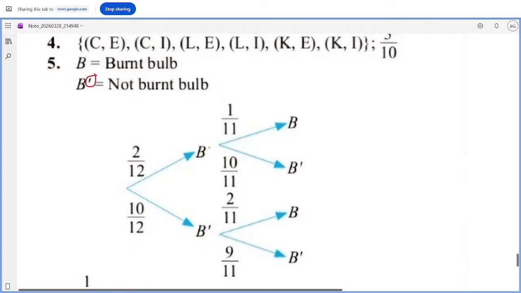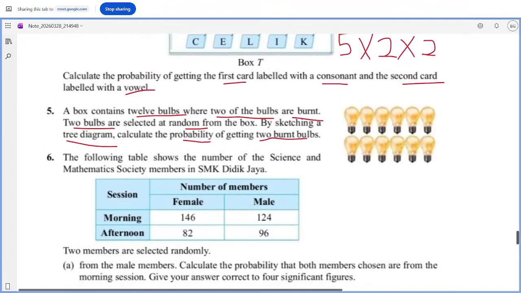So burnt bulb, they say that there is 2 out of 12. So that's why the probability is 2 over 12. So if this is 2 over 12, this will be the remainder. 1 minus 2 over 12 is 10 over 12. And then they say that it is, okay, they never mention anything here, guys.